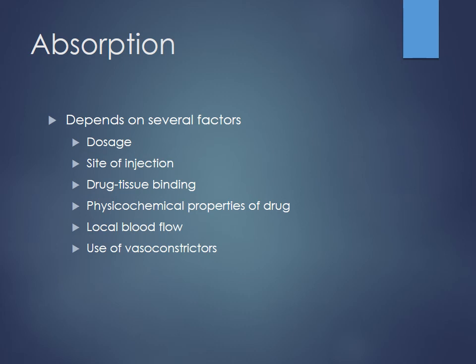We'll also look at local blood flow. The more local blood flow you have going to the injection site, the more likely you are to see absorption there. That's where the vasoconstrictors come into play, things like epinephrine, because they help clamp down on that blood supply and allow for less systemic absorption of these anesthetics. That's another good reason why we like to use epinephrine in conjunction with things like bupivacaine and lidocaine, because it prevents systemic absorption.